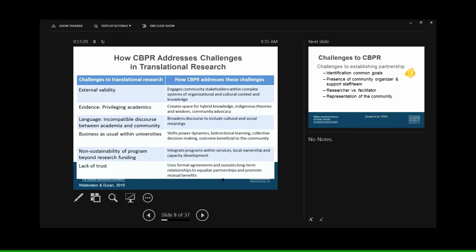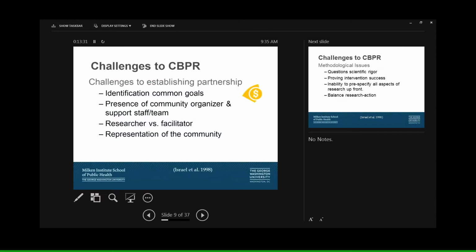And so I think you'll see some of that with my work. These are also textbook challenges to CBPR, and there are many different types of challenges to CBPR. I have just organized these, drawing from the publication of Barbara Israel. She organizes them into three basic categories: challenges to the establishment of a partnership, methodological challenges, and broader issue challenges. These are just some of the examples that I found most salient that she talks about.